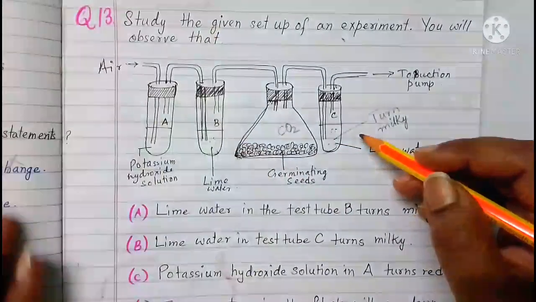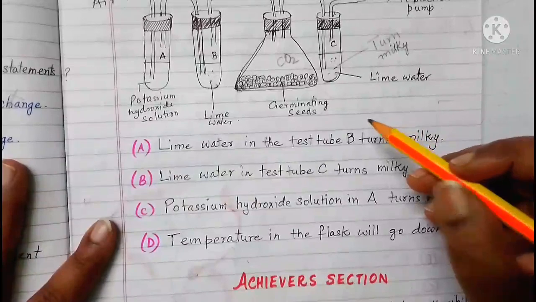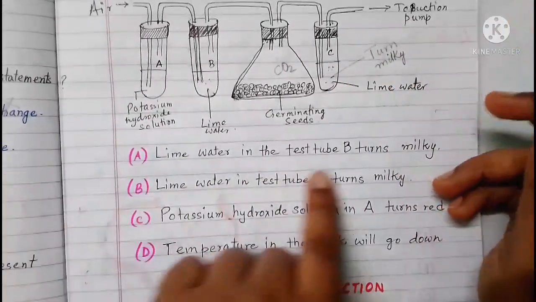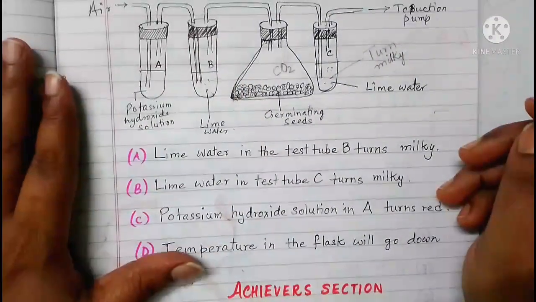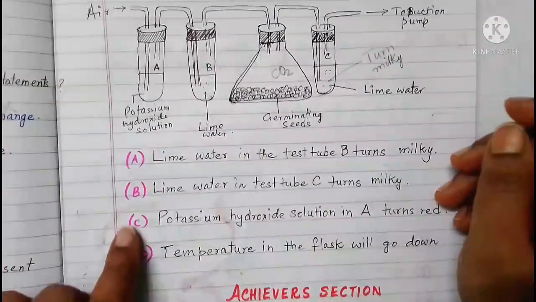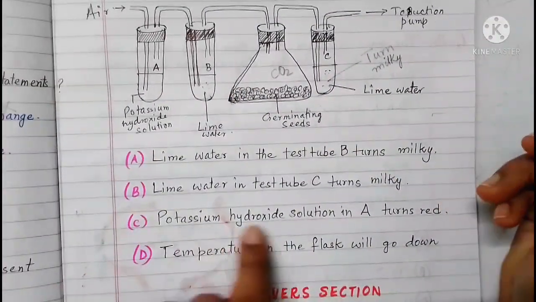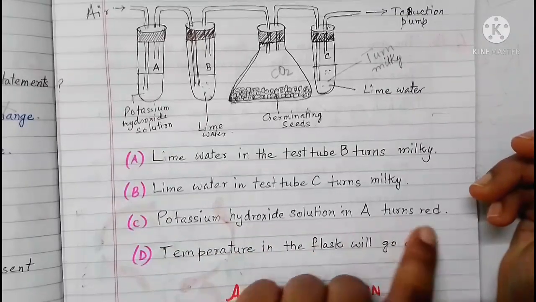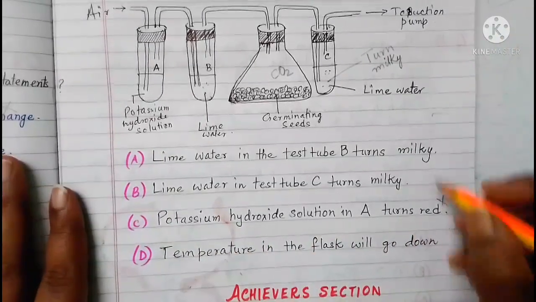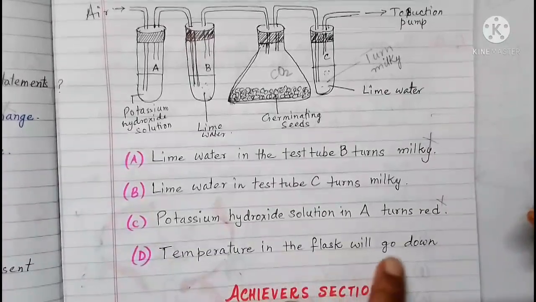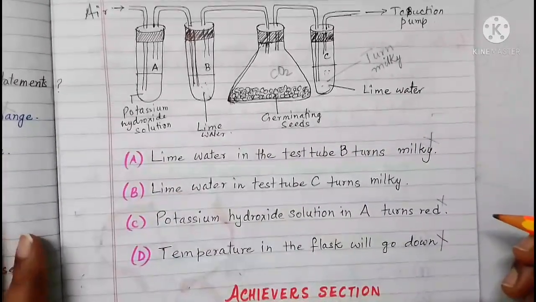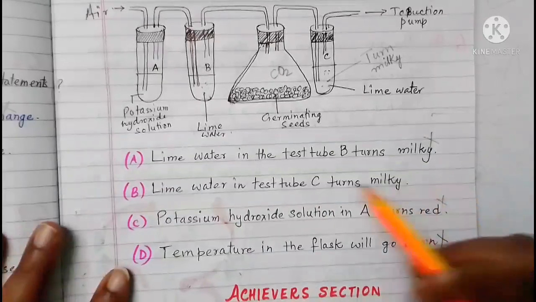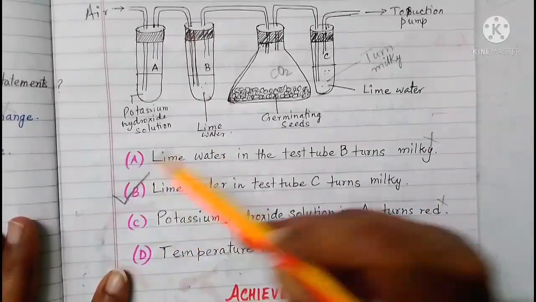Okay, so I think the options given over here are: lime water in test tube B turns milky; A and B will have no reaction as such; potassium hydroxide solution in A turns red. No, this will not happen. Temperature in the flask will go down. No, this is not happening. The temperature has nothing to do with this. So in my opinion, it is option B.